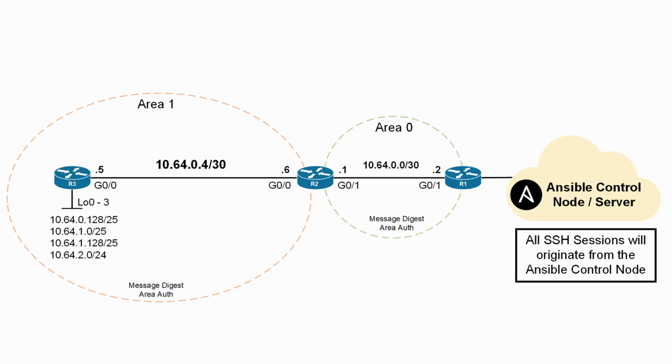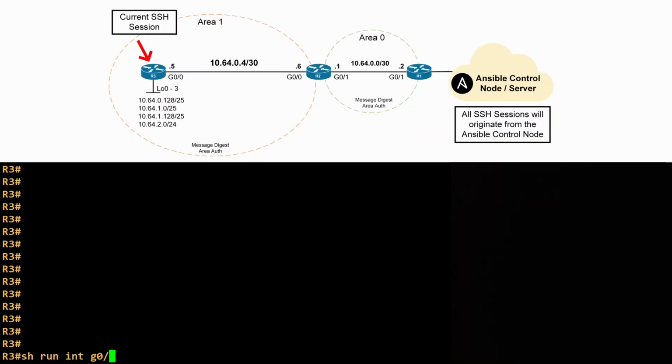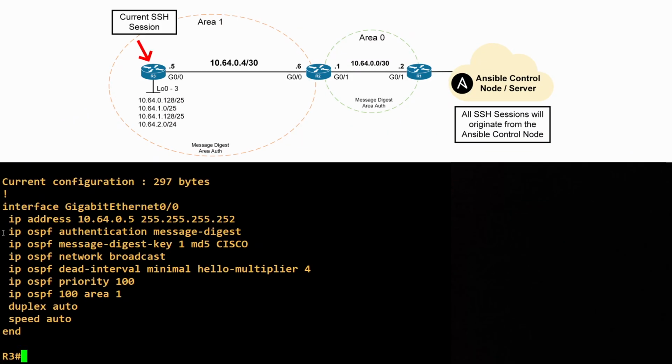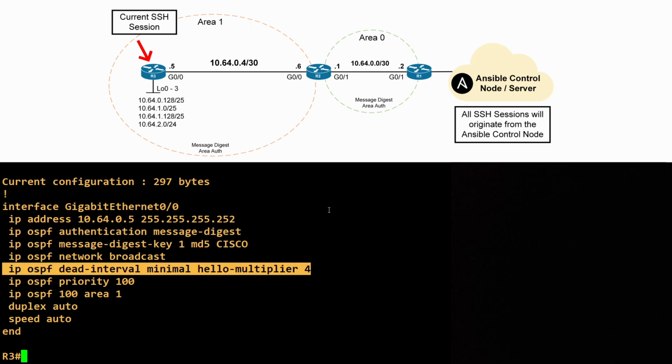Okay, let's begin. First of all, let's look at the running configuration for Gigabit Ethernet 0/0 on router 3. We have message digest authentication applied, currently with the key Cisco. We also have OSPF fast hellos with a minimal dead timer, just because we want our neighborships to fail quickly when router 3 is left in an unreachable state.